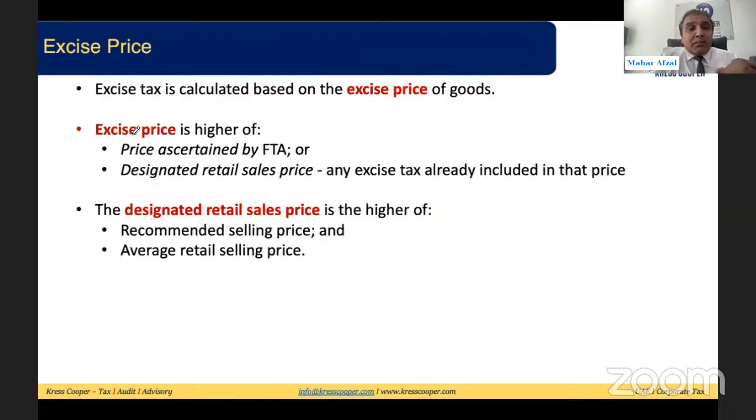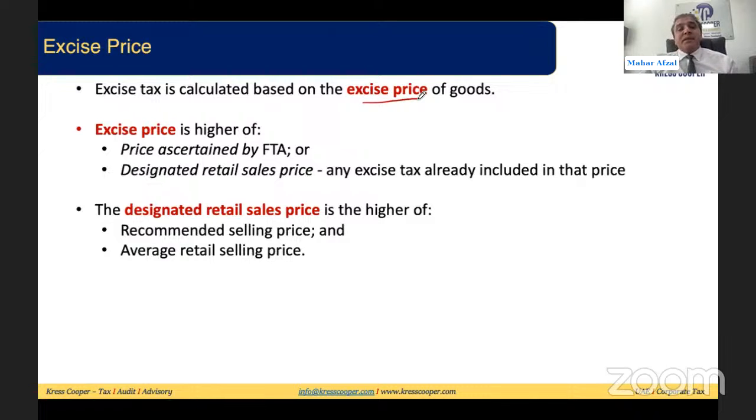Now, excise price. What is the price at which excise will be applicable? Whatever we have discussed now: what is excise duty, on which party this is applicable, on which goods this is applicable, at what stage excise duty is applicable, what is the rate of the excise duty. Now, these rates, 50%, 100%, on which price will this excise rate be applicable? This is one of the biggest, most important questions. Law says this will be applicable on the excise price.